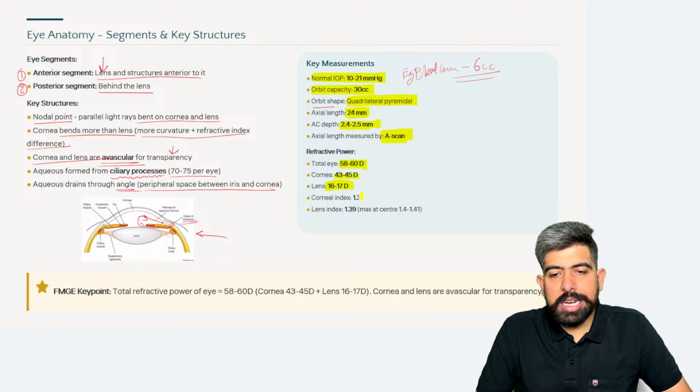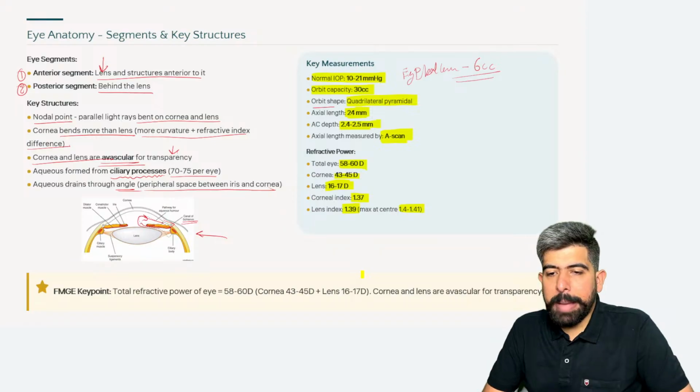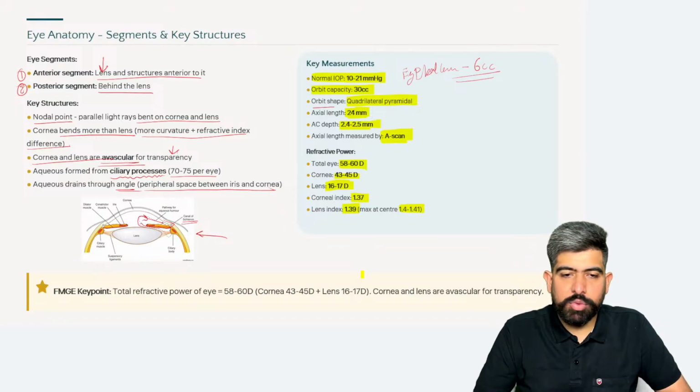Please remember the refractive index of the cornea is 1.37, right? 1.37, and the lens is having 1.39. Please remember, it is maximum at the center, right? It remains at the maximum in the center, right?